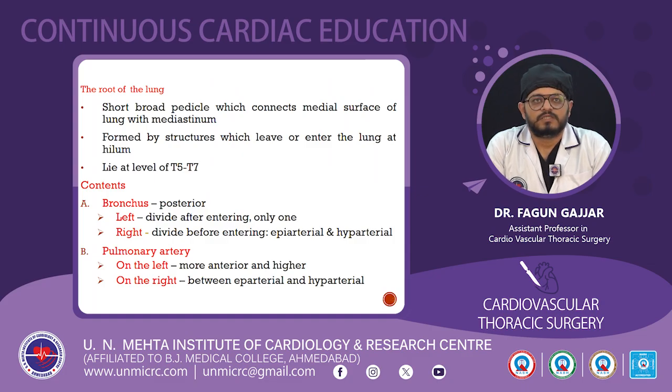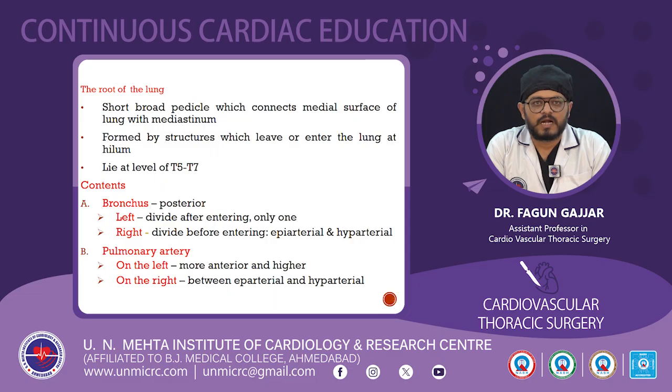The root of the lung is a short, broad pedicle which connects the medial surface of the lung with the mediastinum. It is formed by the structures which leave or enter the lung at the hilum. It lies at the level of T5 to T7. The contents of the root of the lung include the bronchus, which is lying posteriorly. On the left side, it divides after entering, and it is only one in number, while on the right side, it divides before entering the lung hilum, and there is an eparterial and a hyparterial bronchus.